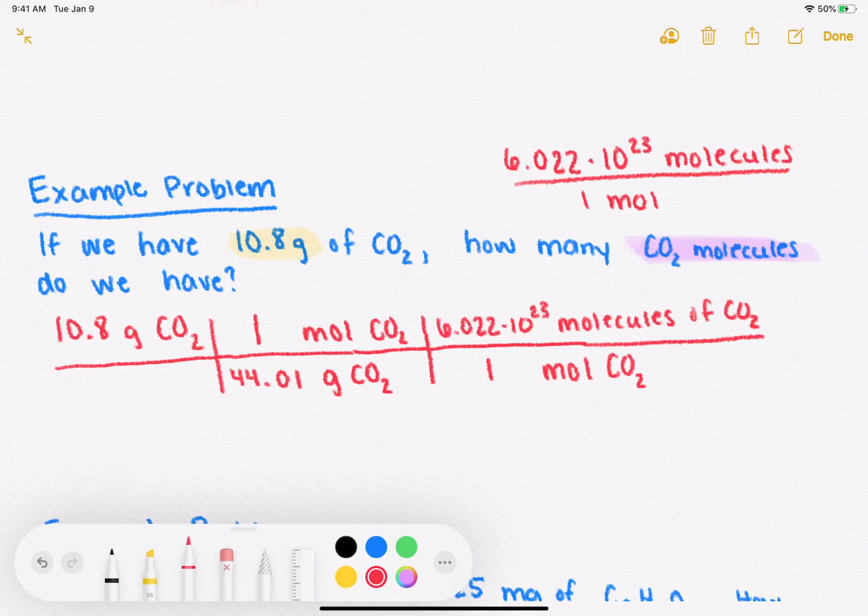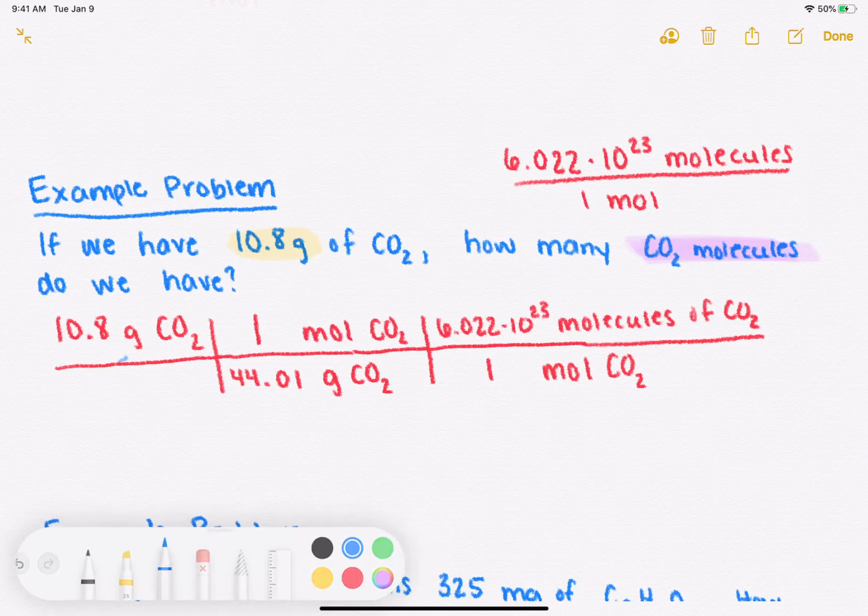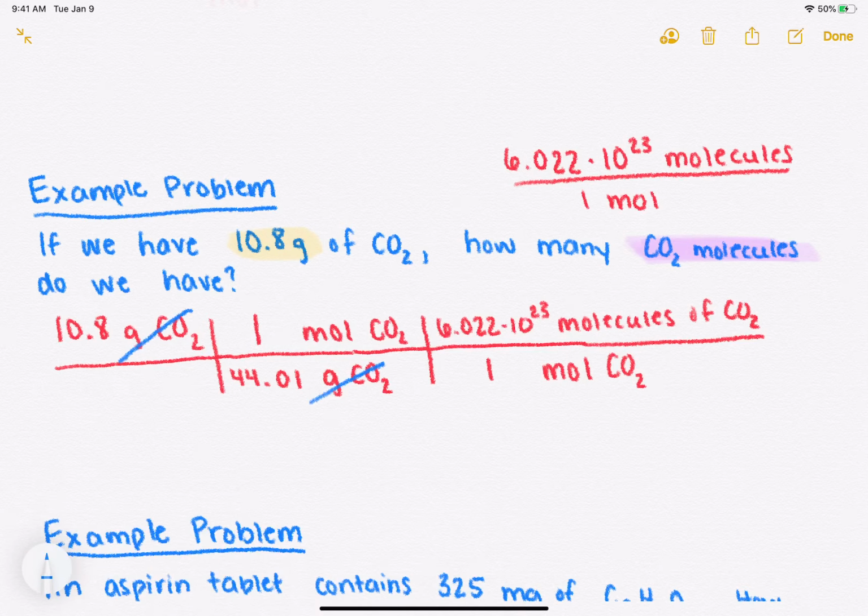So now we check, we cancel our units. Grams of CO2 cancels with grams of CO2. Moles of CO2 cancels with moles of CO2. And we end up with molecules of CO2, which is what we were trying to solve for in the first place, so chances are we probably set up our math correctly. So go ahead, pause your video here, and take a moment to solve the math, and I will put the answer on the screen so you can check your work.